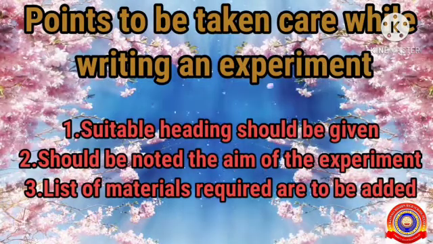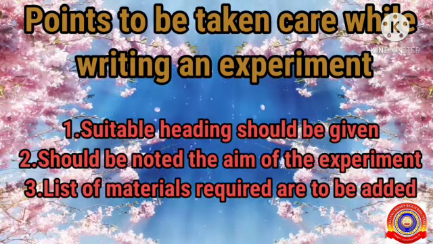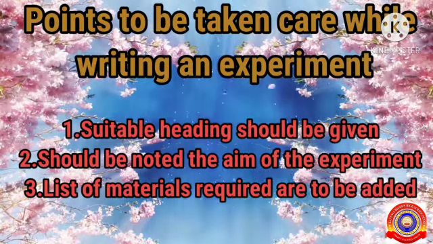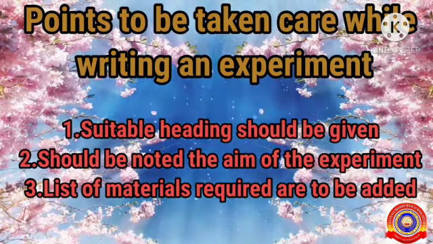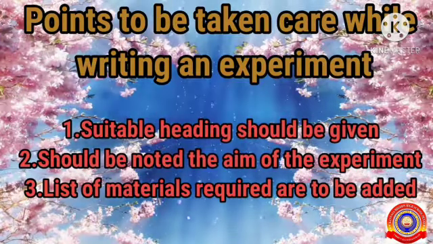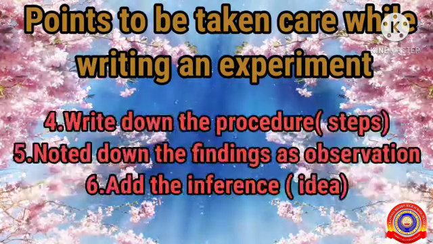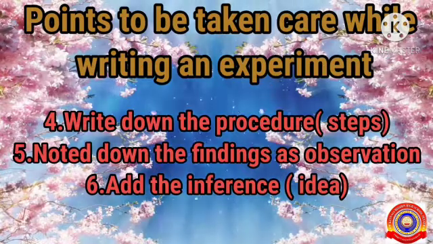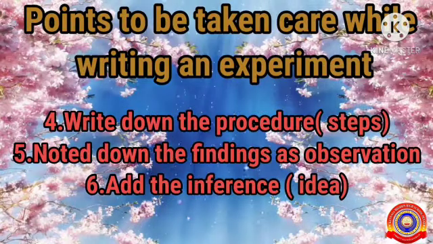Once more children, which are the points to be taken care of while writing an experiment? Yes, a suitable heading should be given. Second point, the aim of the experiment should be noted. Third one, a list of materials required is to be added. Then the fourth one, write down the procedure. Procedure means the steps needed for doing the experiment.